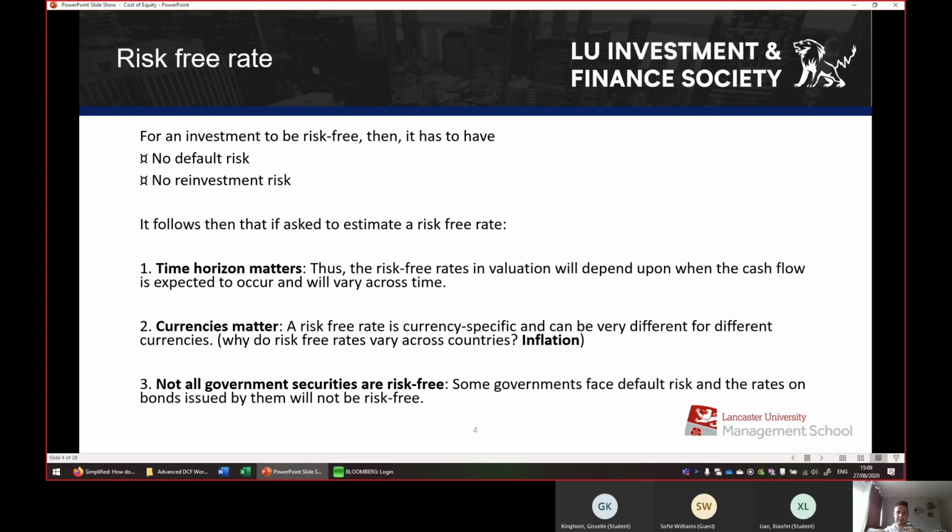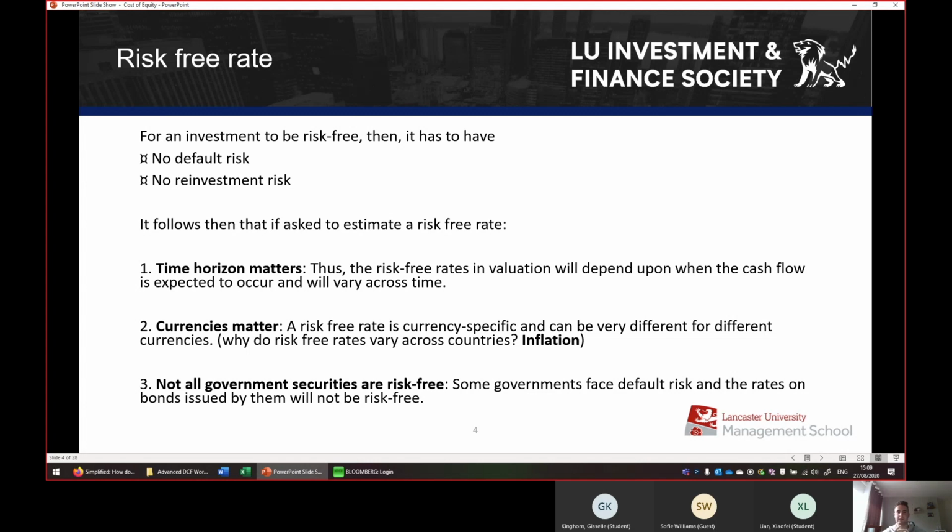So if it's 10 years, then it has to be 10 years, and if it's 5 years, then it has to be 5 years. It's very important. Otherwise, it just doesn't make sense. It doesn't work with the whole equation. And if you use the wrong one here, that can screw up your results completely. So as I've said here, yeah, the time horizon matters.